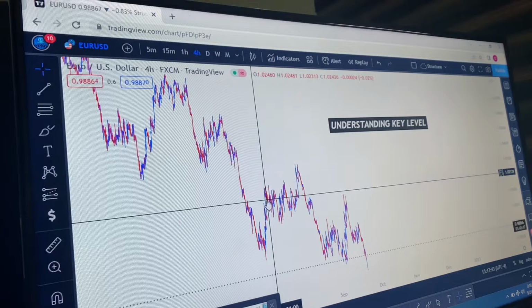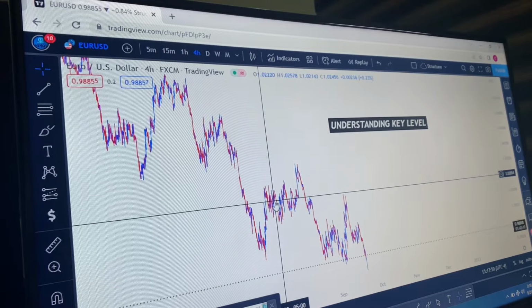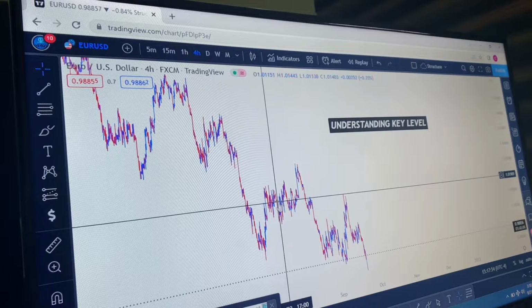And yeah, let's get into understanding the key level. That's what we're going to be doing today. Understanding the key level. Okay.